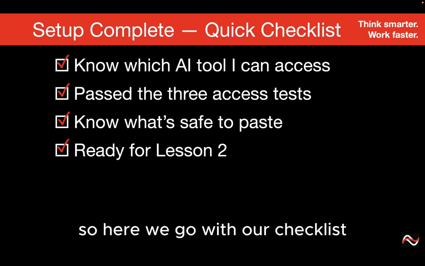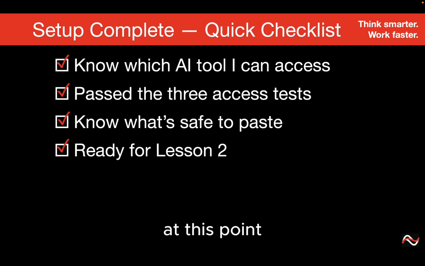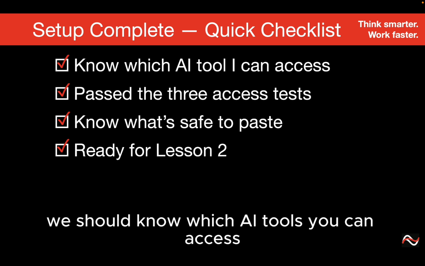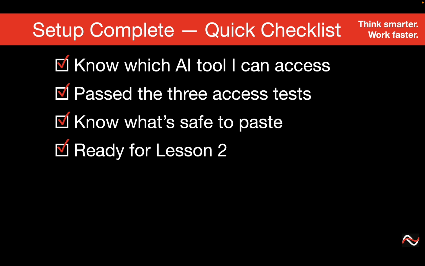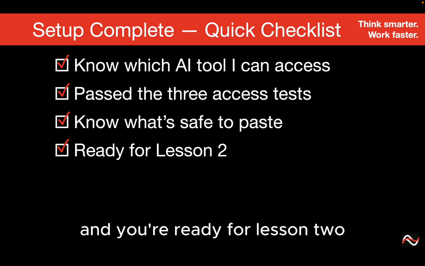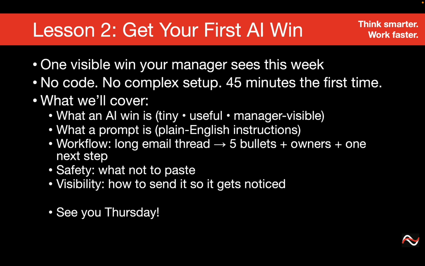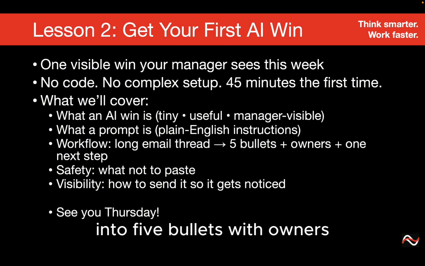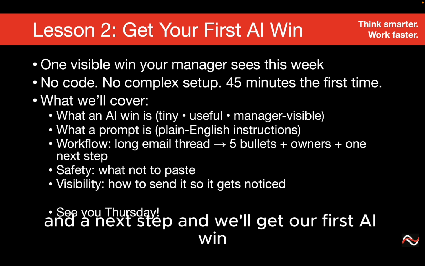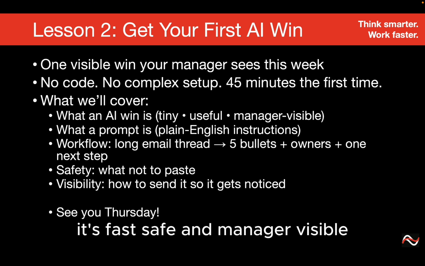So here we go with our checklist. At this point, we should know which AI tools you can access. You've passed the 3 access tests. You know what's safe to paste, and you're ready for lesson 2. And in lesson 2, we're going to talk about turning a long email thread into 5 bullets with owners and a next step, and we'll get our first AI win. It's fast, safe, and manager visible.